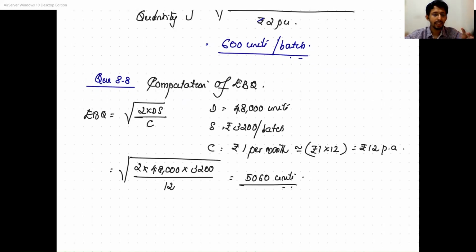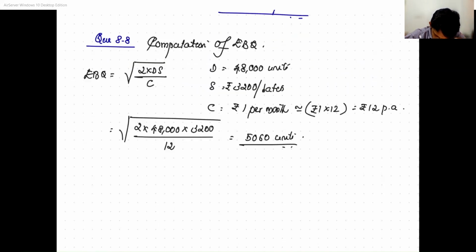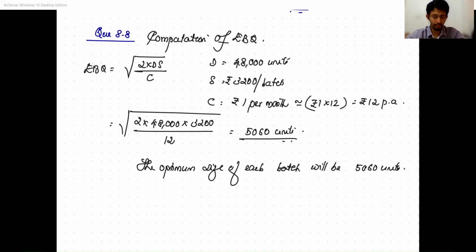Now, if you get this economic batch quantity, it means that the optimum size of each batch will be 5060 units. Now, what is it that you have to find out next? You need to know how many batches have to be run in a particular year. Okay, now how do you compute that?